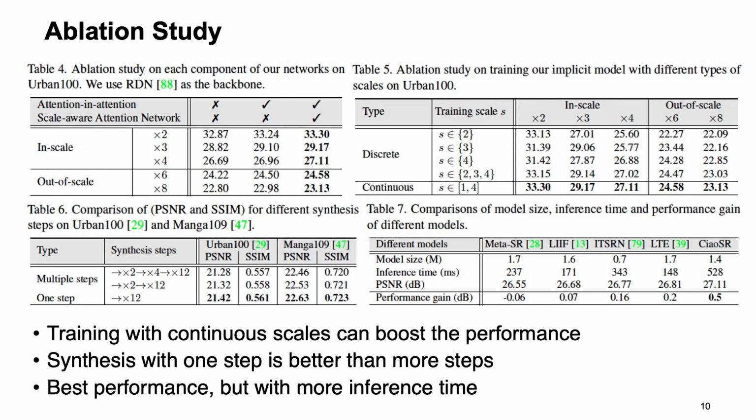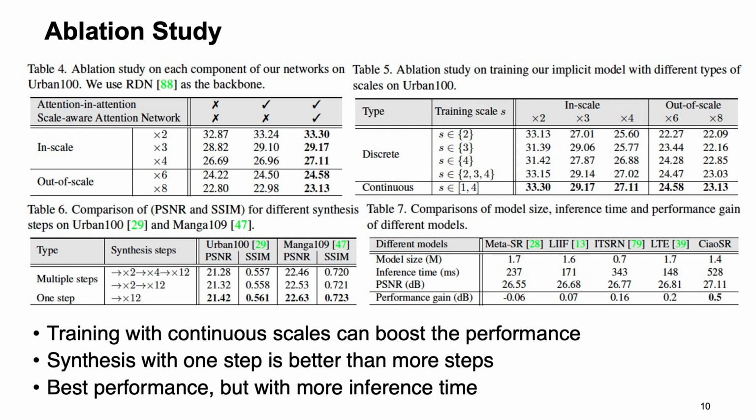For the ablation study, the first table shows the importance of the attention-in-attention network and the scale-aware non-local attention module. The second table evaluates the effectiveness of the single scale, multiple discrete scales, and continuous scales. Training the backbone with our implicit model with a single scale has an improvement over the original assembly module. Training with multiple discrete scales performs better than a single scale because the model can use the correlation information of different scales. Our model has further improvement when training on continuous scales.